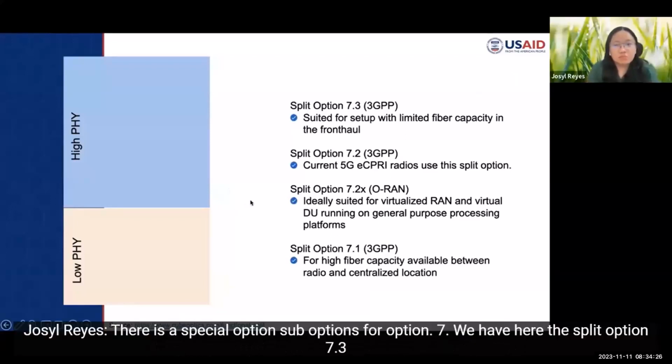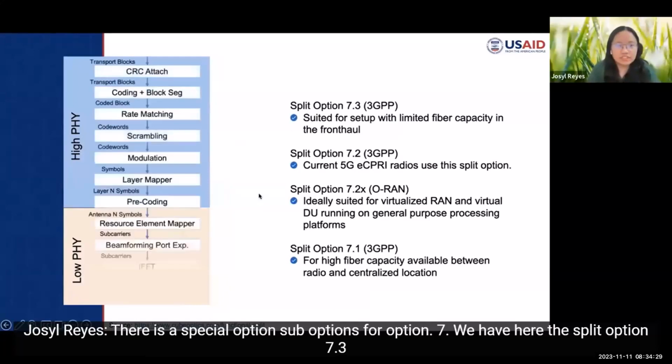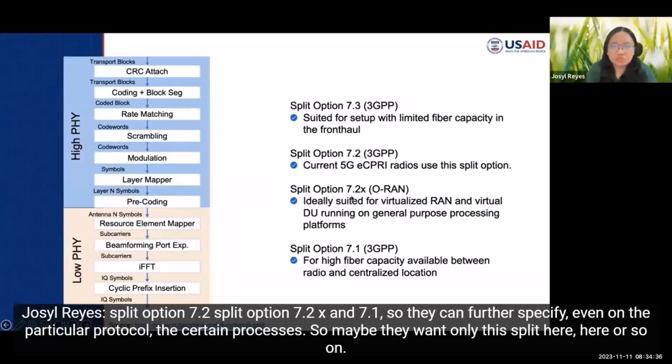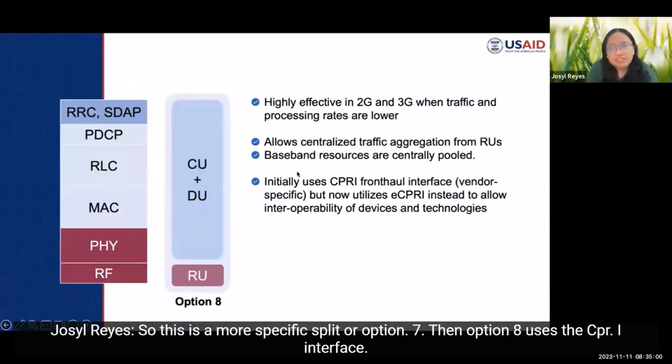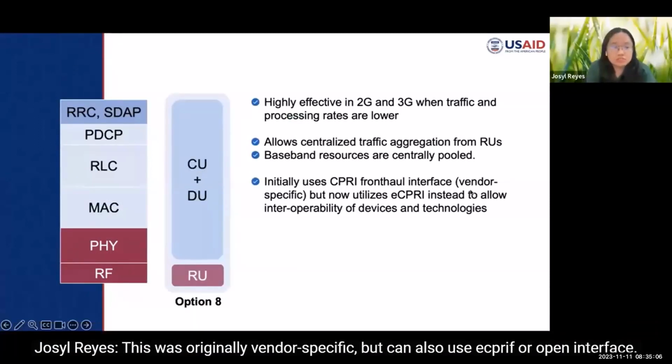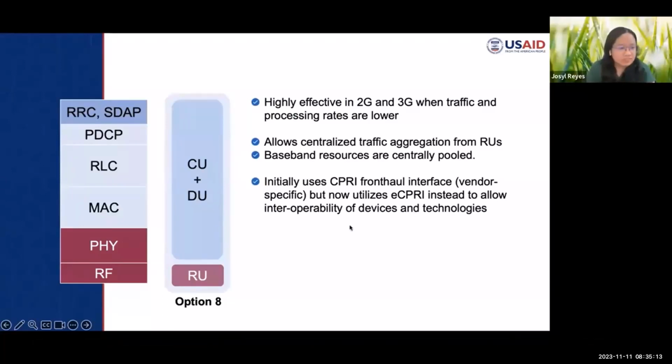There are special sub-options for option 7. We have here split option 7.3, split option 7.2, split option 7.2x, and 7.1. So they can further specify, even within the particular protocol, certain processes. So maybe they want only this split here, or so on. Okay. So this is a more specific split for option 7. Then option 8 uses a CPRI interface. This was originally vendor specific, but can also use eCPRI for an open interface.